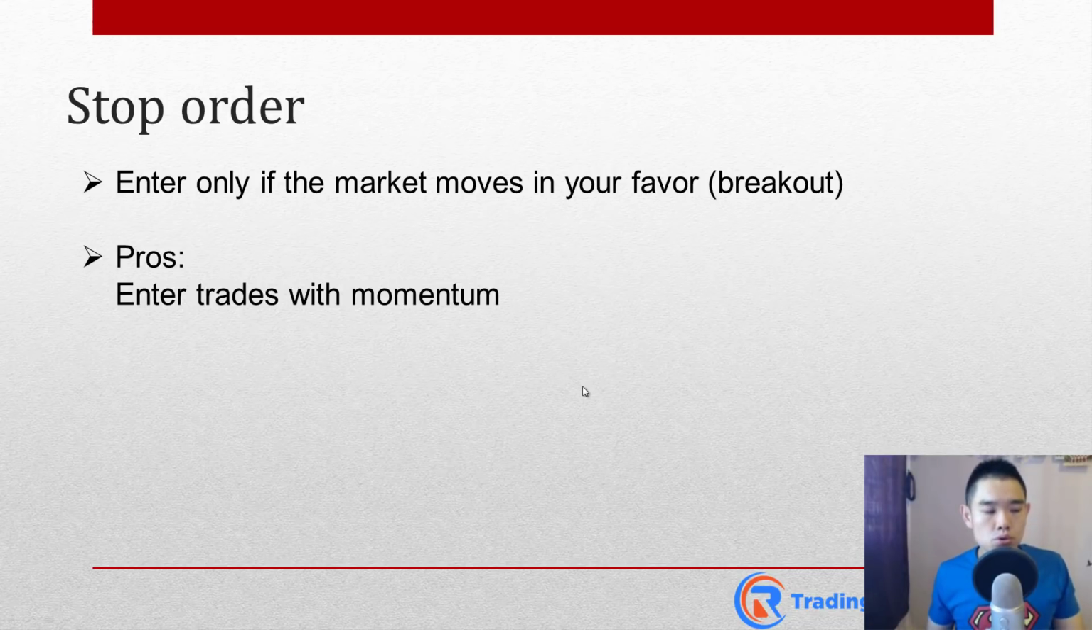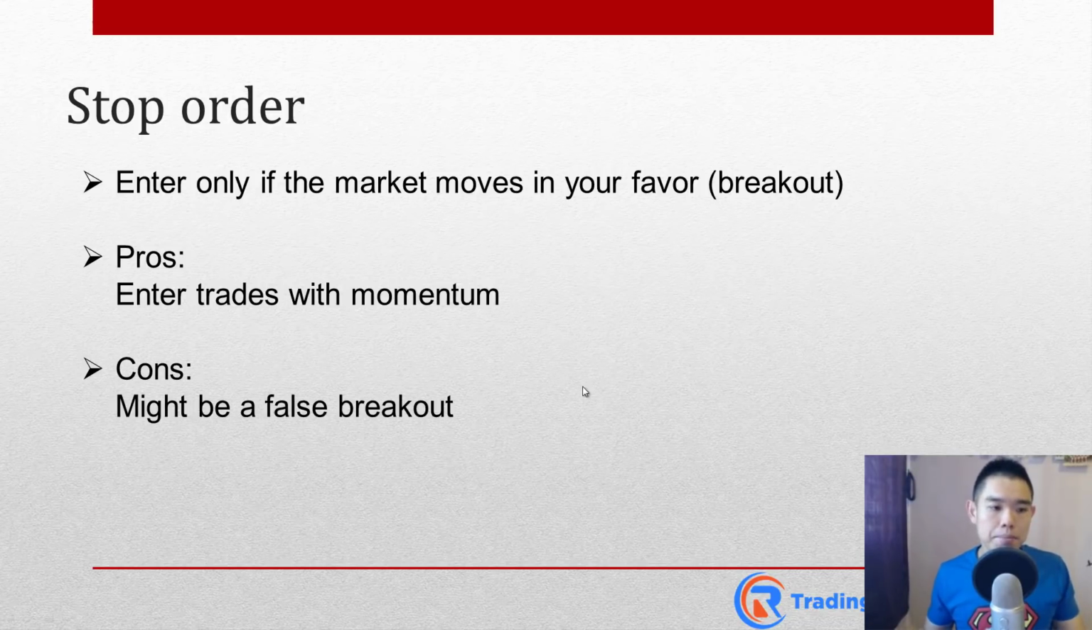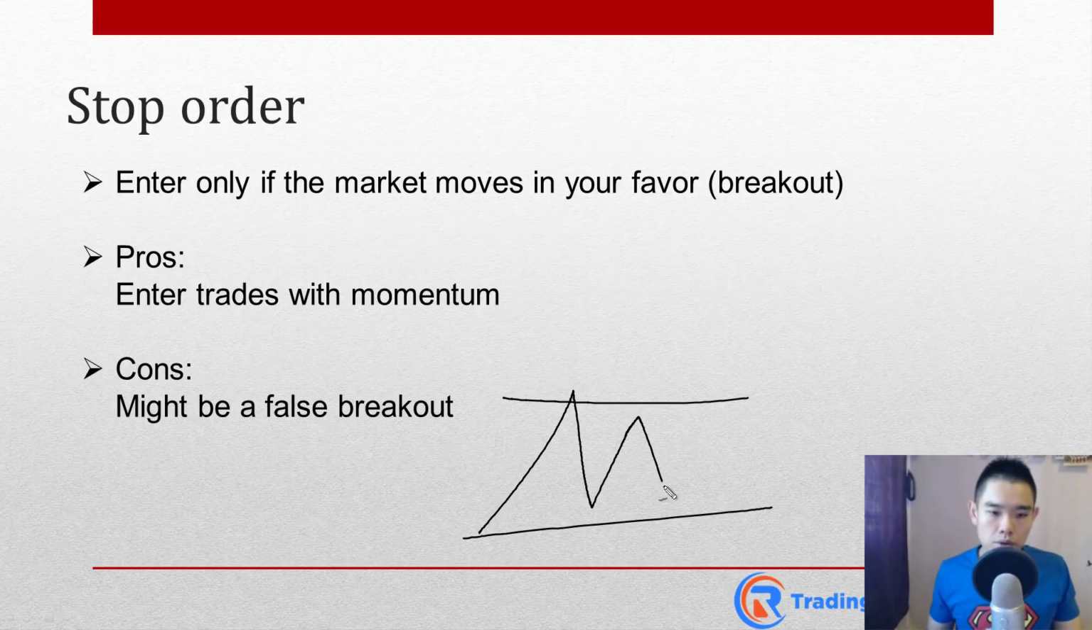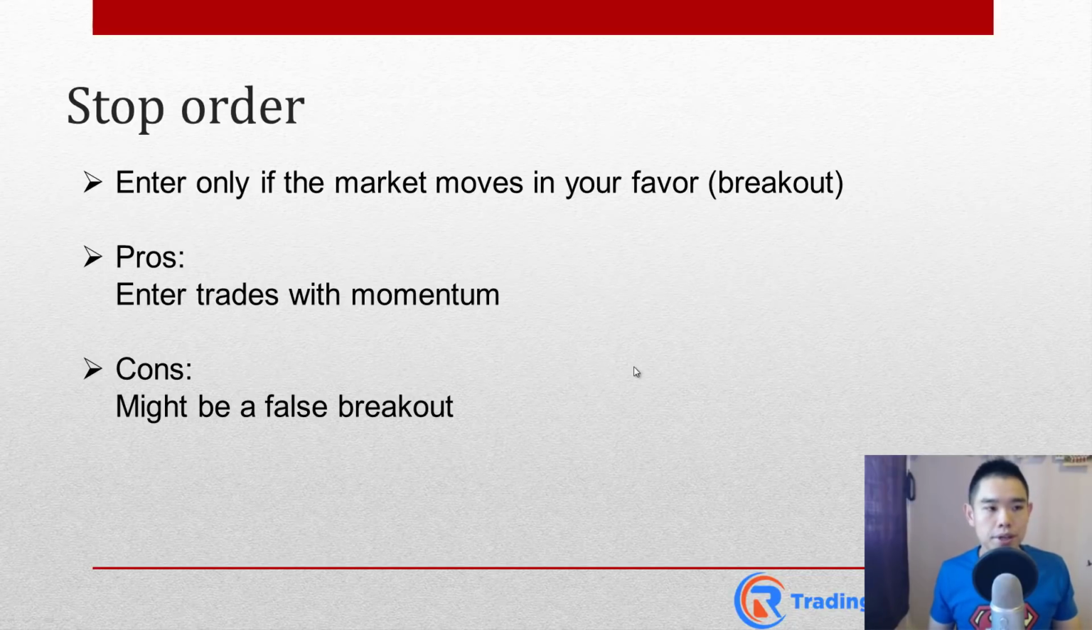The downside to trading with a stop order is that it might be a false breakout. So what is a false breakout? The stock price might go up, go down, go up, go down. It breaks out and then collapses back into the range. So you end up buying at the highs over here. So this could happen. I just want you to be aware of it. Okay, so this is the stop order.